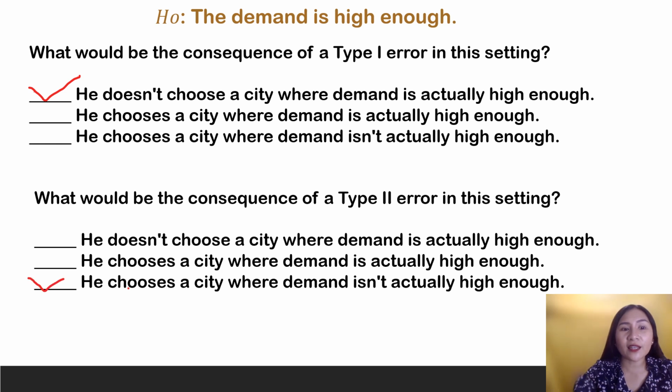Peter, you're raising your hand. Yes, very good, Peter. He chooses a city where demand isn't actually high enough. Now, I believe that you are now able to understand the concept of committing type 1 and type 2 errors, even if we applied those errors in our real life situation.